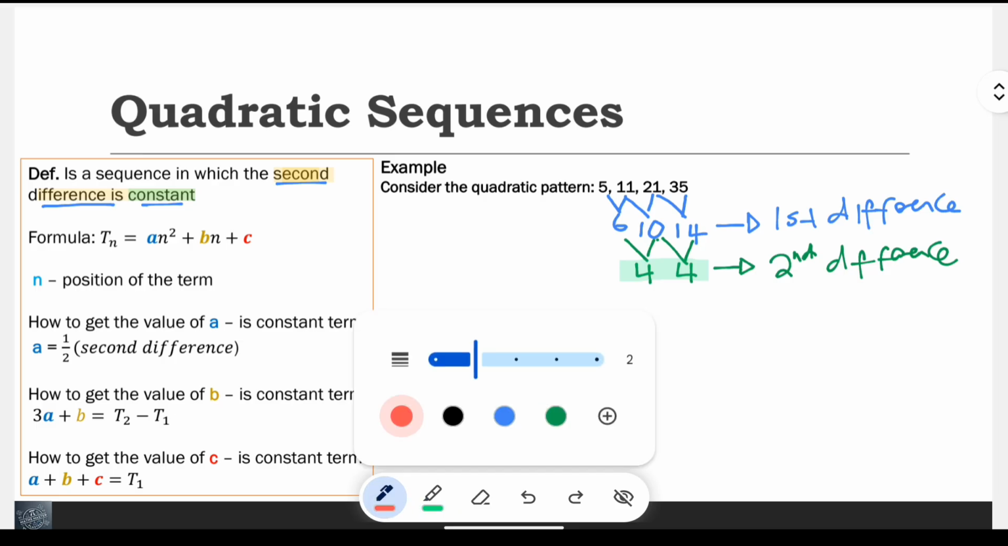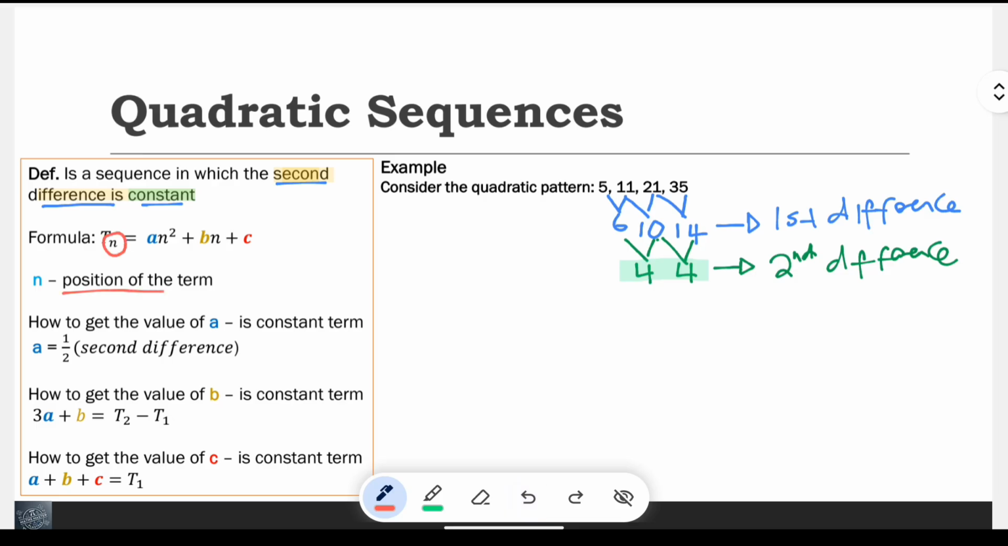We have the formula Tn is equal to an squared plus bn plus c. So what is this n? What does this n mean? This n is the position of the term.